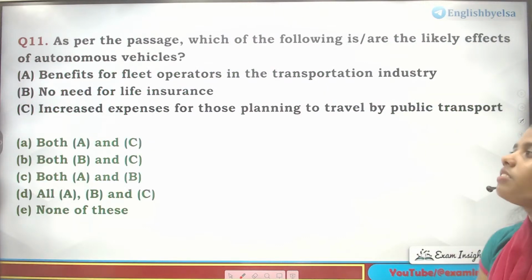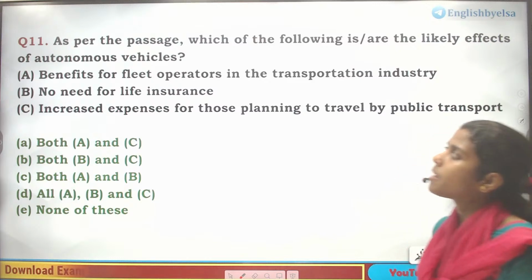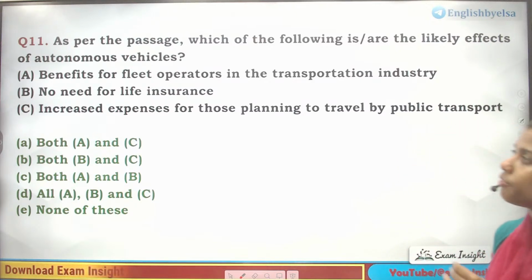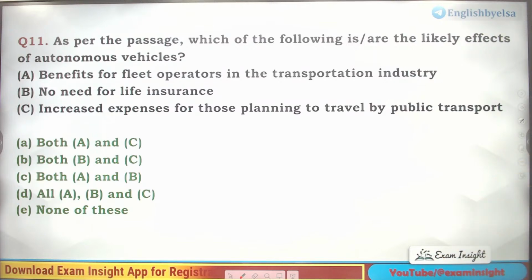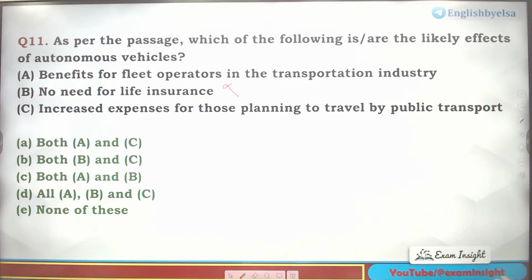Last question of the paper for the day also. As per the passage, which of the following is a likely effect of autonomous vehicles? Benefits for fleet operators in the transportation industry. No need for life insurance. Increased expenses for those planning to travel by public transport.